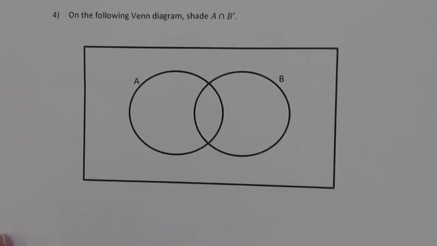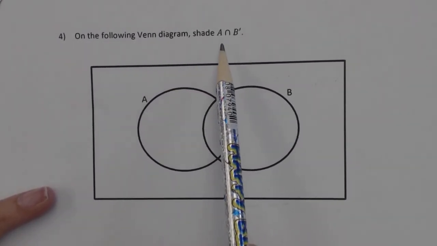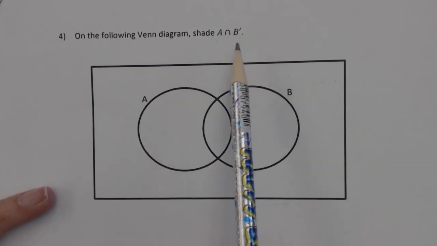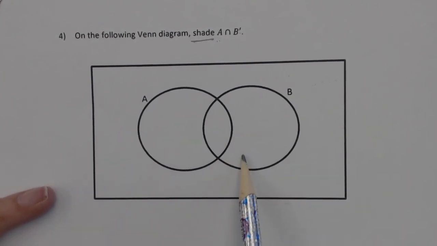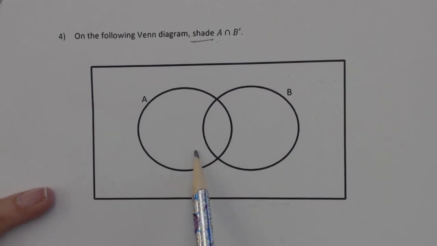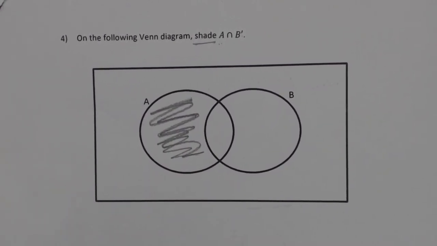And lastly, number 4, just a plain Venn diagram, nothing else given, just A and B. We see overlaps. We need to find A and not B. So we have to shade A and not B. So here's the A circle. Here's the B circle. So we can't have the B. So we're just going to shade A and not B, and that's your answer.